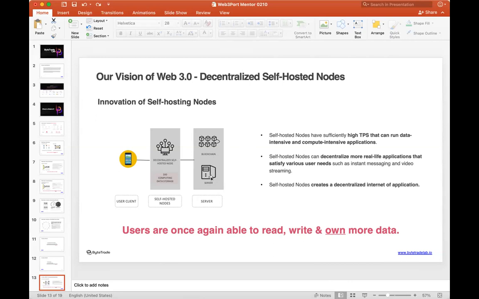And again, what we are trying to argue is that self-hosted nodes would create a decentralized internet of applications, which would contribute to Web3. And together with self-hosted nodes, users would be able to read, write, and own more data again.